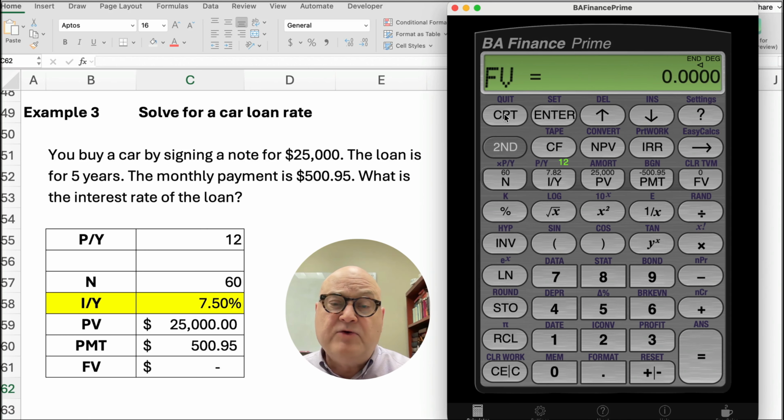So make sure I put zero in as future value. And then now I can compute. I'm going to compute the interest rate. Looks like the interest rate is going to be 7.5%. This loan was built at 7%. You borrowed $25,000. You made a payment of $500.95. Over 60 months, it pays this loan off. So that's how you do the time value money calculation, solving for the interest rate using your BA2 Plus calculator.